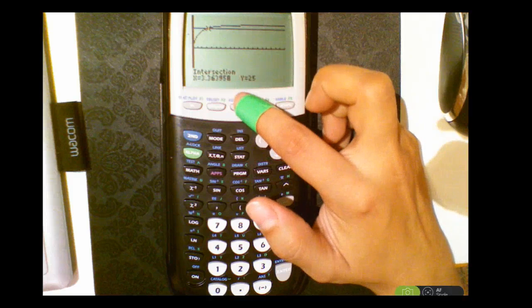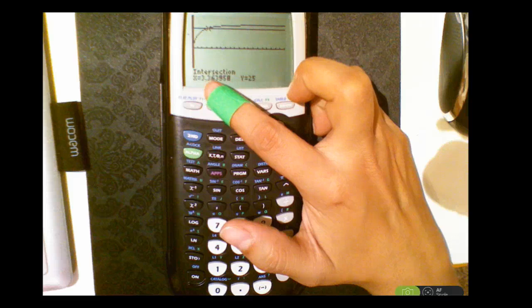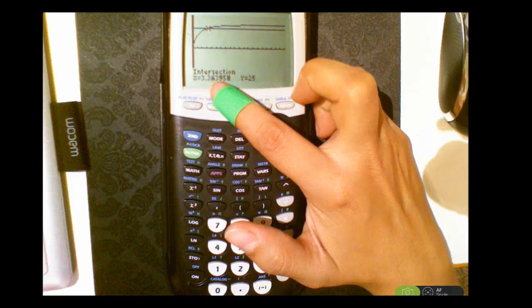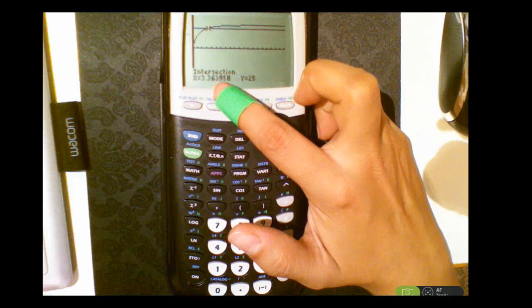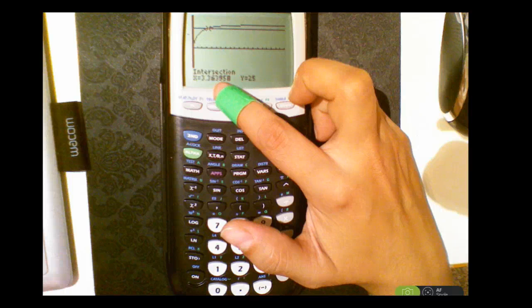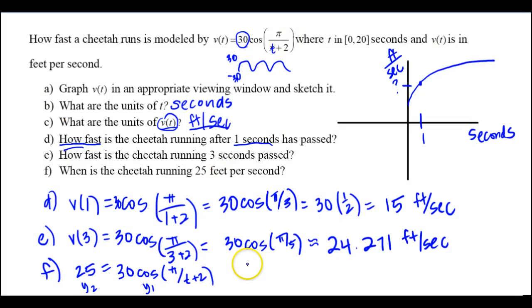So when does the cheetah reach 25 feet per second? At 3.363 seconds, or if we want to round, 3.364 seconds is exactly when the cheetah is going to reach that speed of 25 feet per second. So to conclude, at a time of 3.364 seconds, that's when the cheetah is running 25 feet per second.